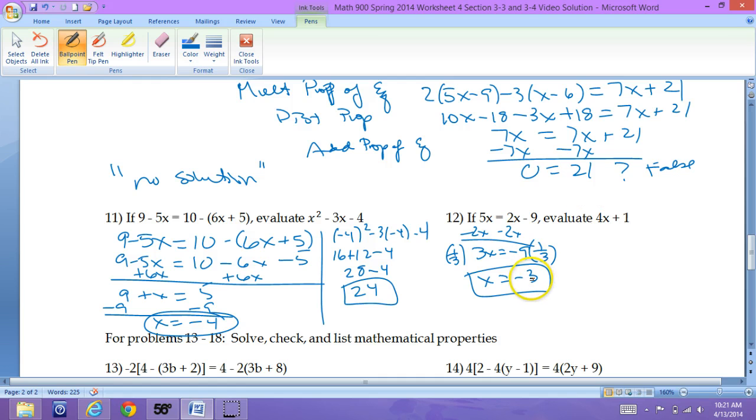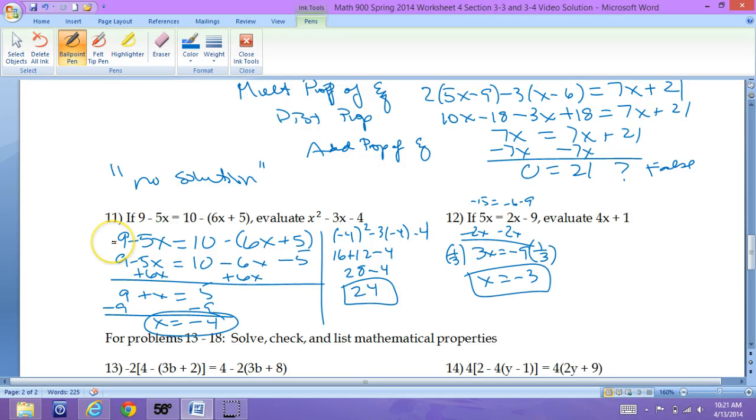So if I wanted to do a quick check, I say 5 times -3 is -15 on this side. This is my quick check. 2 times -3 is -6 minus 9. And without going any further, in my mind I know that -6 and -9 make -15, so I'm pretty sure that x is -3.